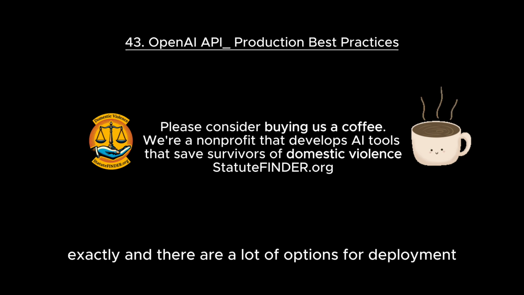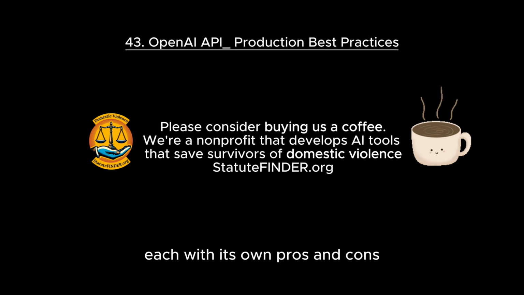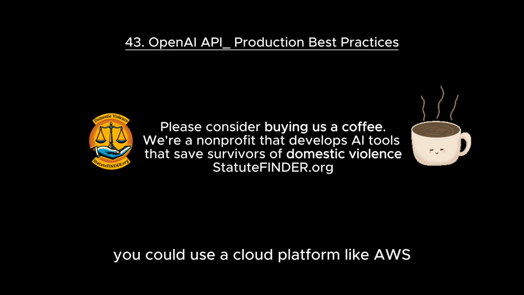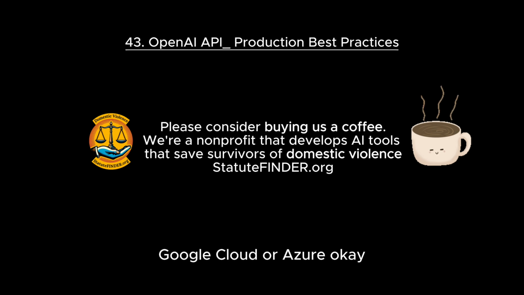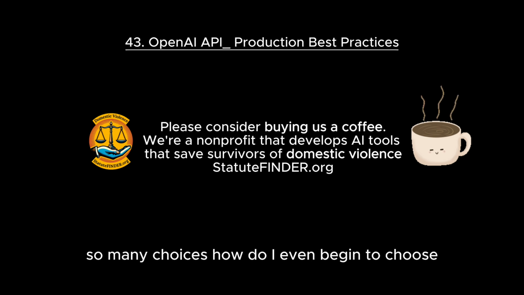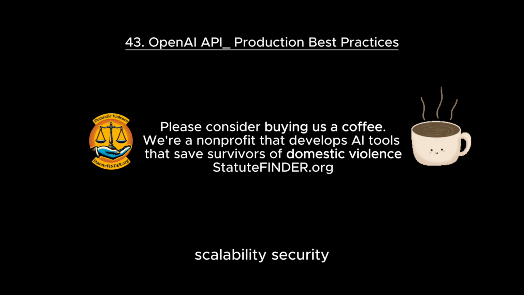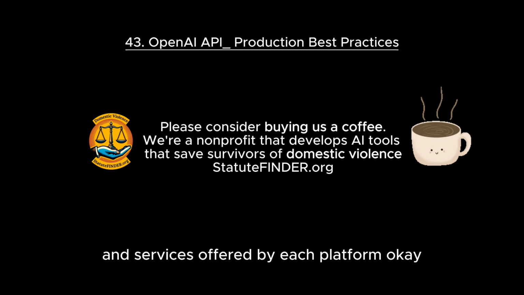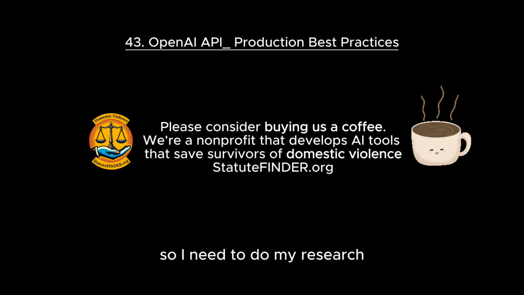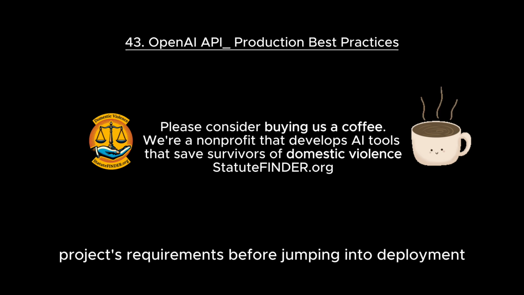Exactly. And there are a lot of options for deployment, each with its own pros and cons. You could use a cloud platform like AWS, Google Cloud, or Azure, or you could set up your own server if you have specific needs. So many choices. How do I even begin to choose the right deployment environment for my project? It comes down to several factors: cost, scalability, security, and the specific tools and services offered by each platform. Okay, so I need to do my research and carefully consider my project's requirements before jumping into deployment.